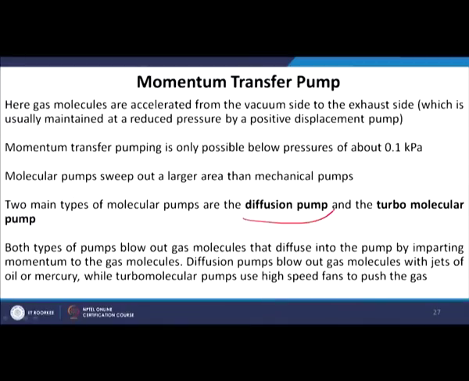Okay. Two main types of molecular pumps are the diffusion pump, that we will discuss, and the turbomolecular pump. Both types of pump blow out the gas molecules that diffuse into the pump by imparting momentum to the gas molecules. A diffusion pump blows out gas molecules with jets of oil or mercury, while turbomolecular pumps use high speed fans to push out the gas.